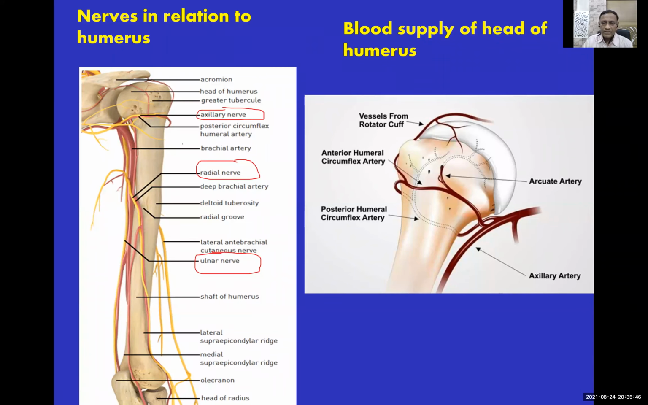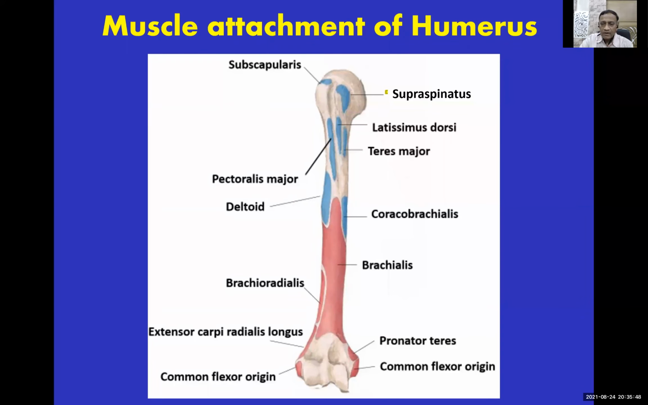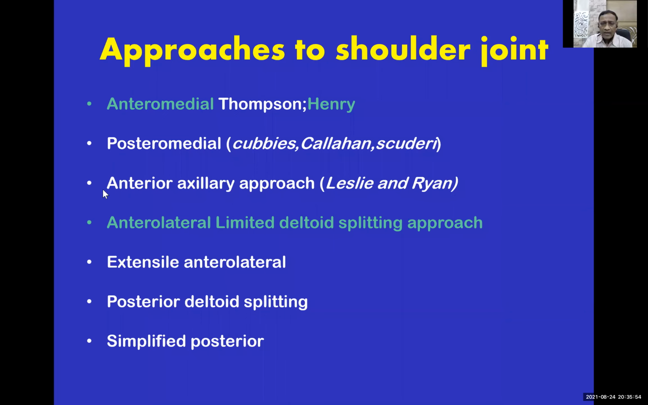Then these are the different muscles attached to the head of the humerus. There are various approaches, but you should know in detail the anterior or anteromedial Thompson and Henry approach and the anterolateral limited deltoid splitting approach. This is to fix the deltoid tuberosity or sometimes for open repair of rotator cuff tear.